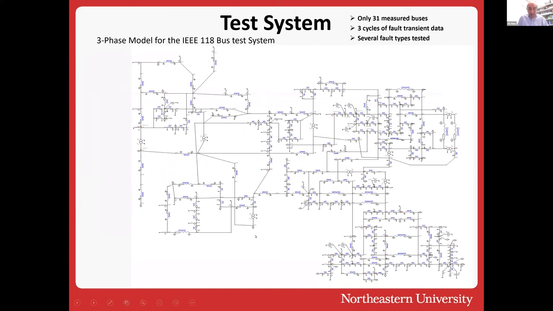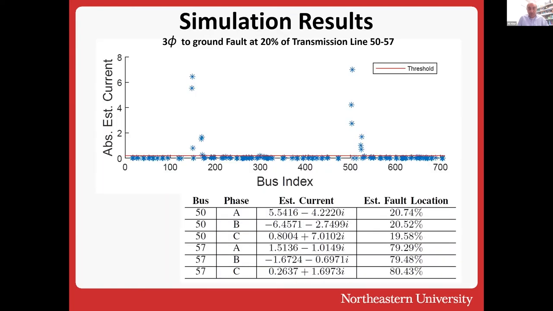This is an example system with 118 substations modeled, and it's a three-phase system. So each and every one of these lines are three-phase lines, the loads are three-phase and so forth. And we did test several different scenarios here. For instance, in this scenario, we are looking at a three-phase to ground fault occurring at 20% of the line along this line connecting bus 50 and 57.